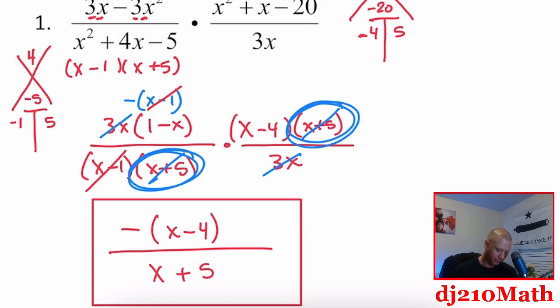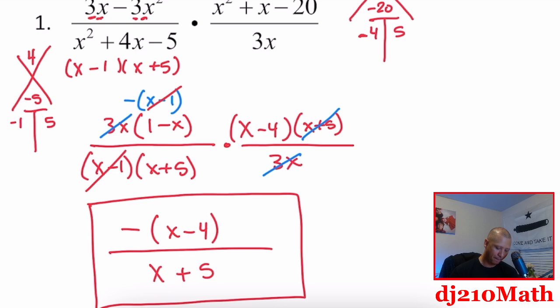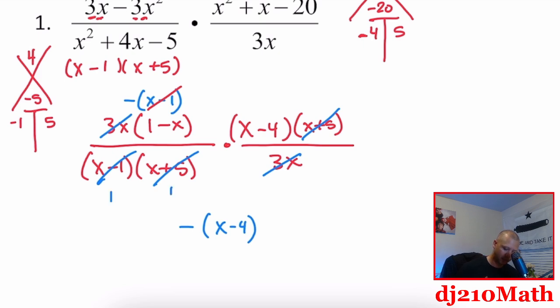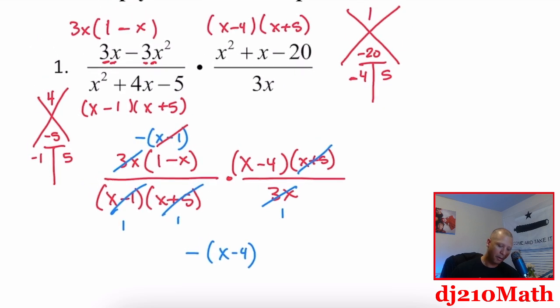Why did I miss that? x plus 5, x plus 5, x minus 1, x minus 1. Okay, so that changes a lot of things. It just changes the x plus 5 in the bottom. So what's left up top is negative x minus 4. And in the denominator, everything canceled. 1, 1, 1. It's over 1. But you would never write that. We don't care about things being over 1. That's wild. My fault on that one.